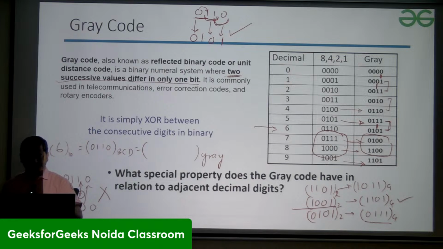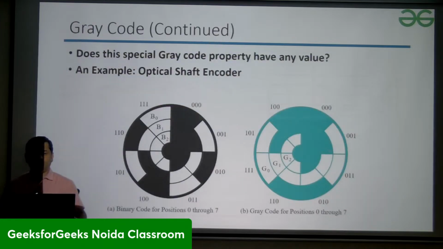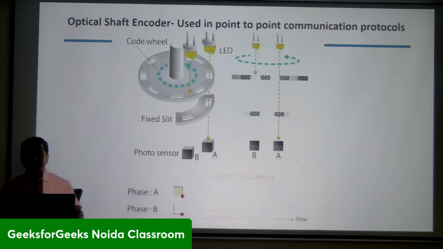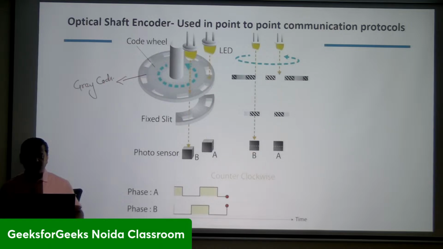Just look at this particular example. It is the optical shaft encoder. You are transmitting the data through optical light. Let me have the actual representation. Here you can see that there is a code wheel, and this code wheel has the Gray coding logic.